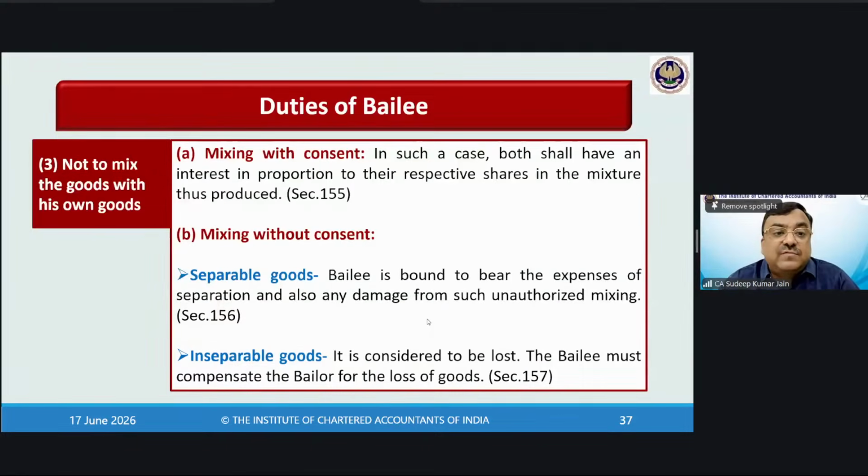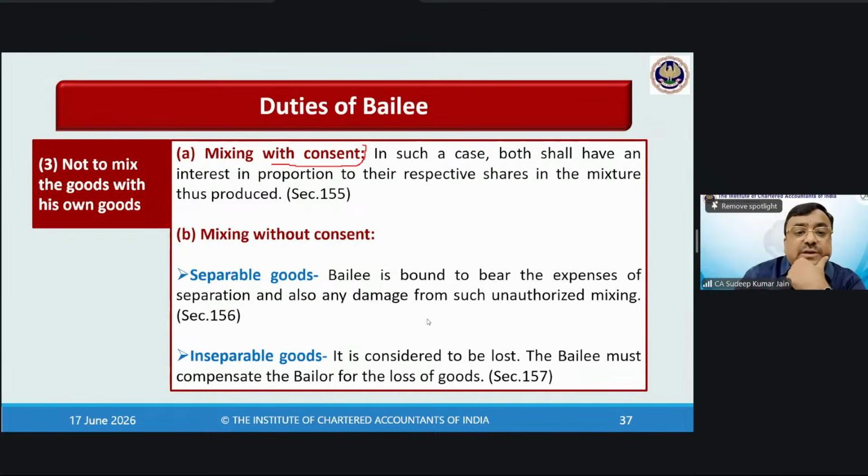Not to mix the goods with his own goods. In such case, both shall have an interest in the proper mixing the goods with consent. दोनों की मर्जी से. In such case, both shall have some interest in their proportion to their respective share in the mixture thus produced. So in that case, if the goods is mixed with consent, and definitely both parties should have any interest. So in that case, there will be no question of compensation.